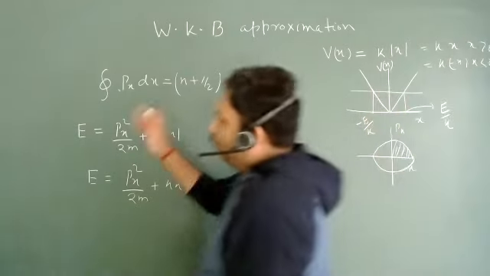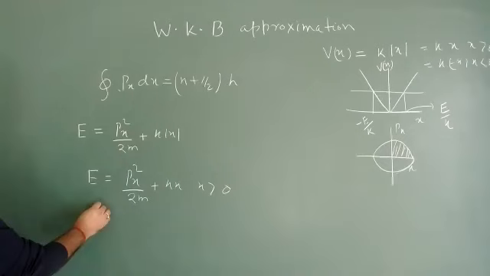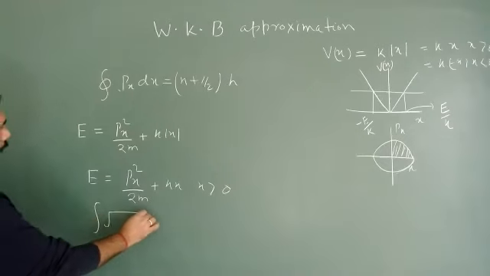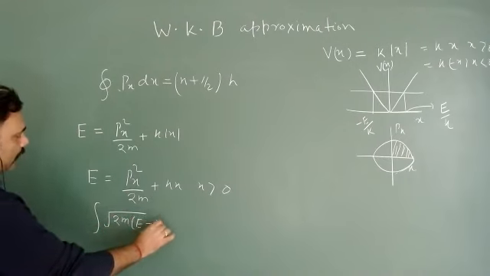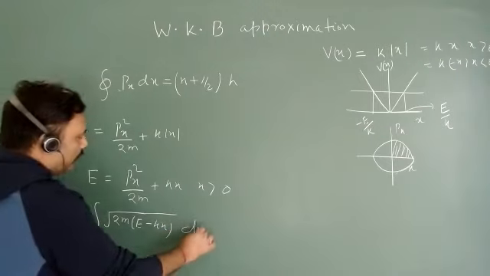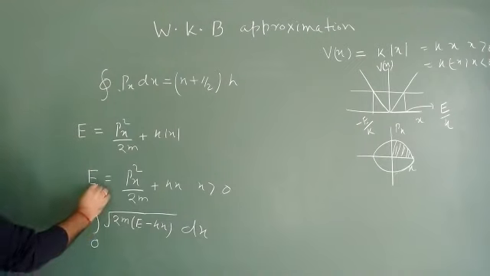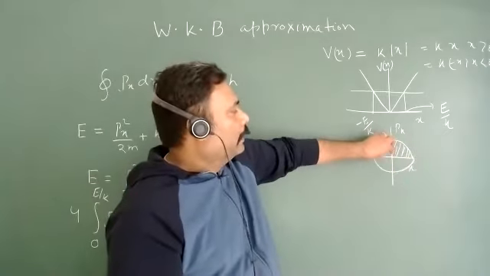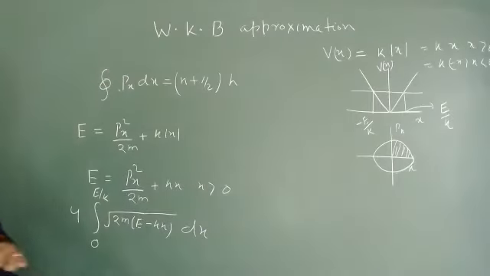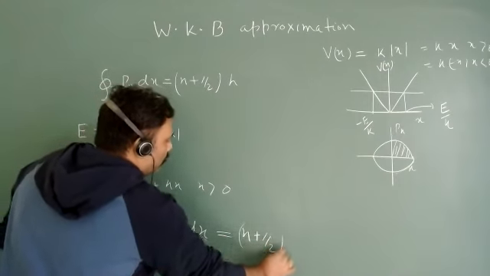Now if we integrate this particular thing, we can write root of 2m (E minus kx) dx, and we have to integrate from 0 to E upon k. We multiply by 4 because I have to calculate this area plus this area plus this area plus this area. So we can easily calculate this, and this value is equal to (n plus 1/2) h.